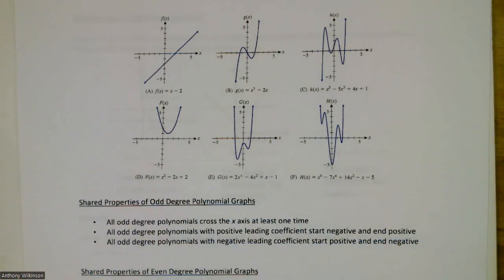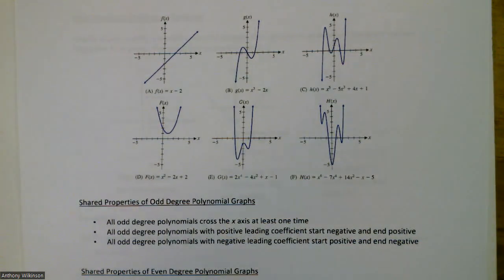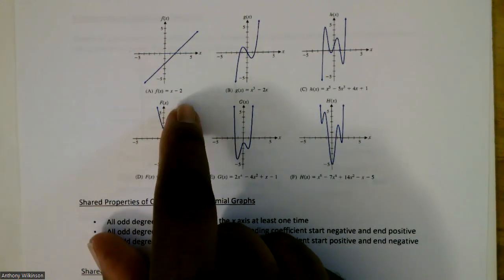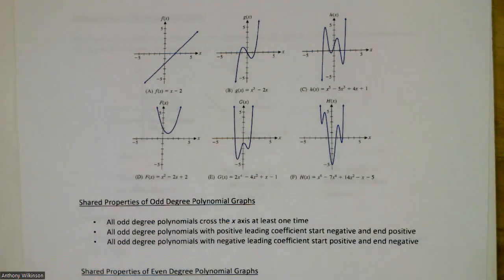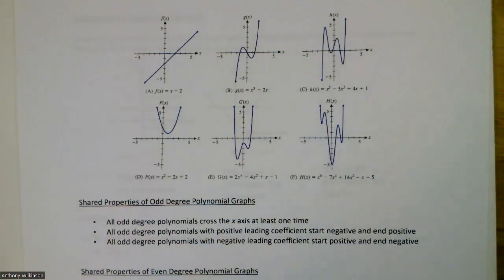Now, the ones on the bottom are even degree polynomial functions, like this one, f of x equals x squared minus 2x plus 2. That's the graph of the parabola, or the second degree polynomial function. And then this next one is a fourth degree polynomial function, 2x to the fourth minus 4x squared plus x minus 1. That's what that graph looks like. And this one is a sixth degree polynomial function.